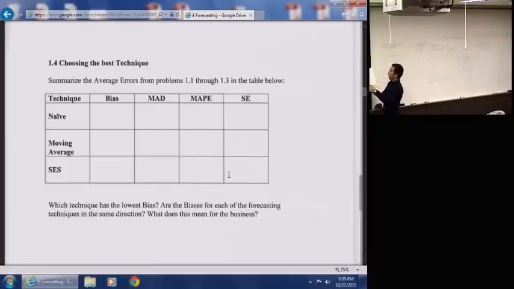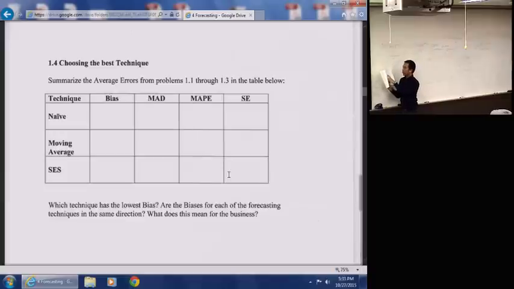Now let's assume that we already got all these numbers, and just see the solution here. For bias, you got 0.25 for naive, 0.5 for moving average, and 0.14 for SES. According to the bias, which model is the best? The last one, SES, because it's the lowest, closest to 0. So that is how you would evaluate your model. According to the bias measure, SES is the best.